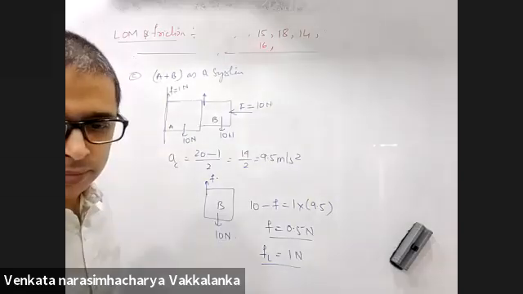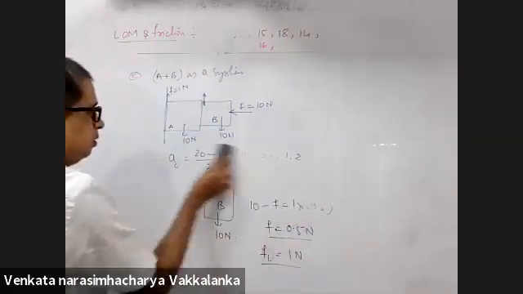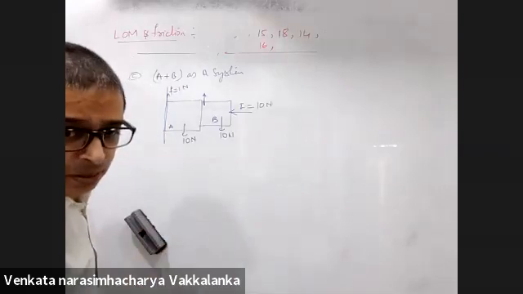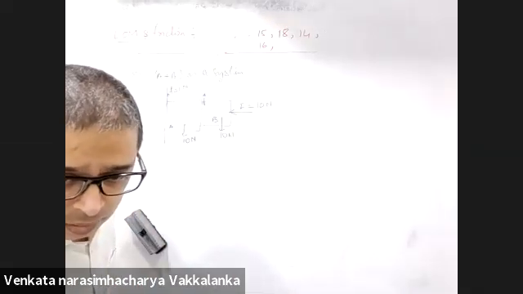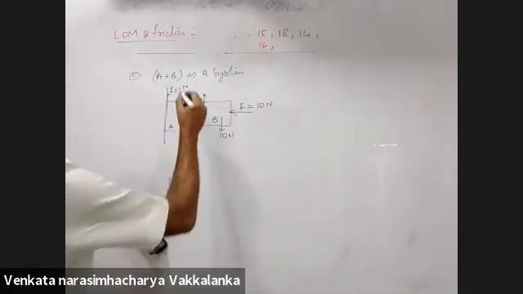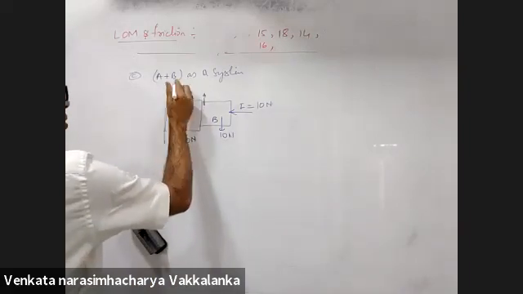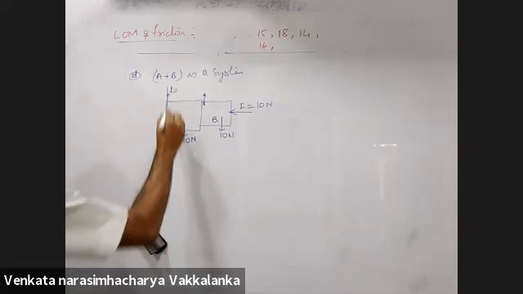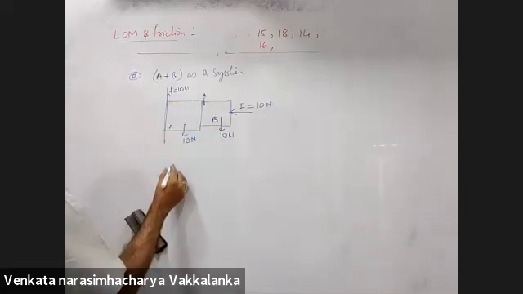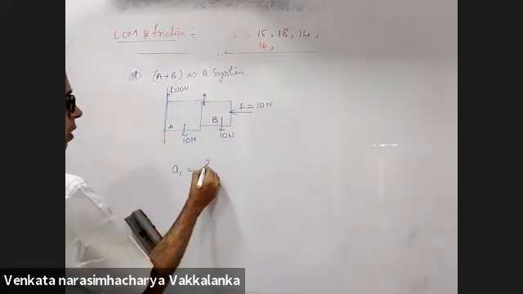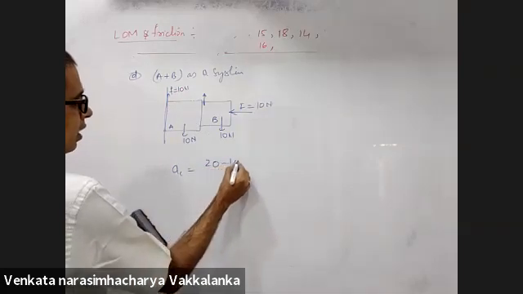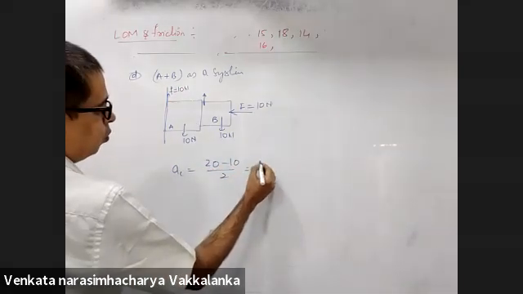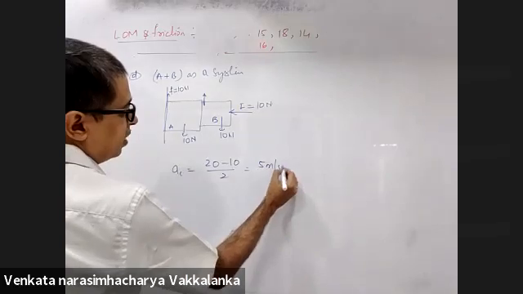Done, sir. In the D bit, what was the friction? I think friction turns out to be 10 Newton. So what will A common be? 20 minus 10 divided by 2, 5 meter per second square.